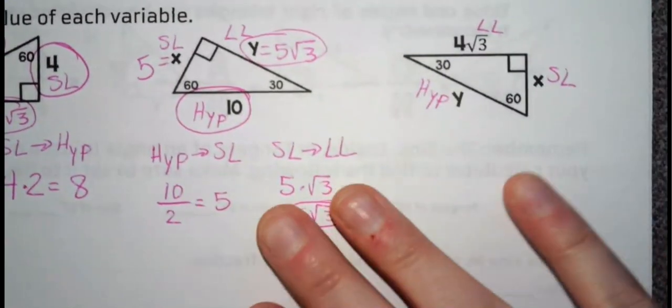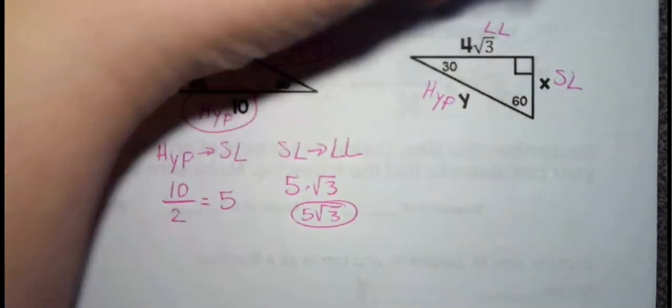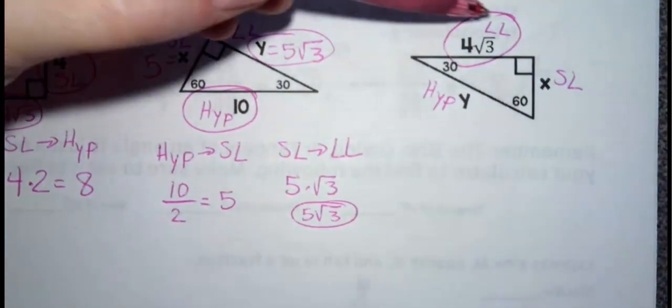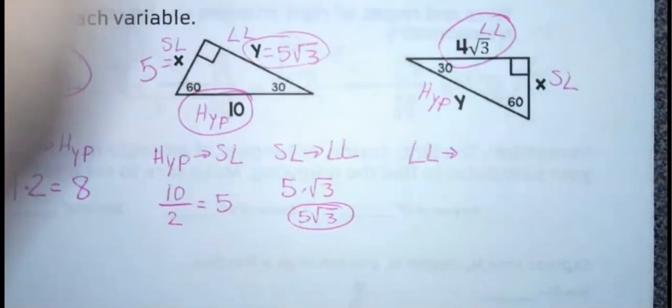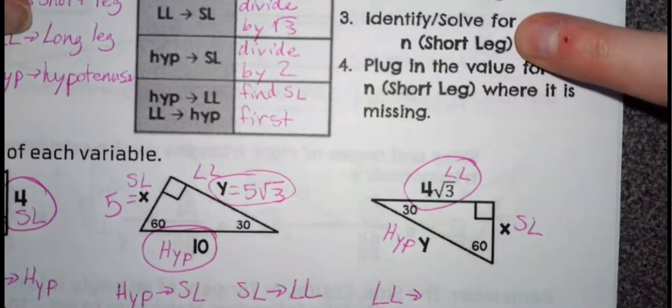Okay, so I'll leave that there in case you're still writing. Circle what's given here. All right, what is given? The long leg is given. So that means that's what we need to start with. Long leg to, see step 3? Always going to the short leg.